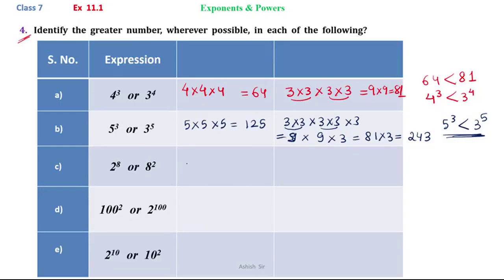So now without doing calculation, we can directly write down that, like, 2 to the power 8 and 8 to the power 2, if we need to compare, we can say that 2 to the power 8 is greater than 8 to the power 2.